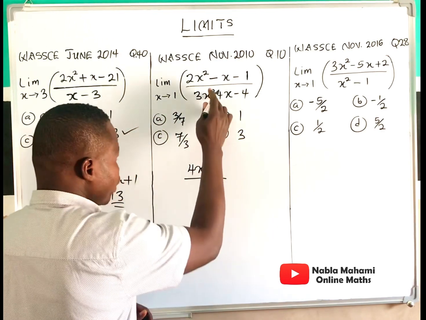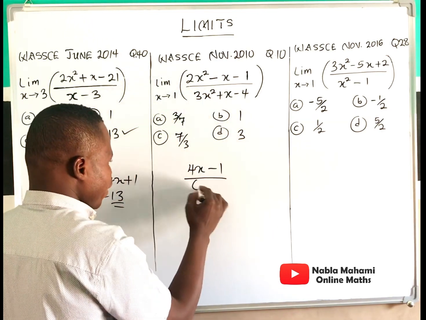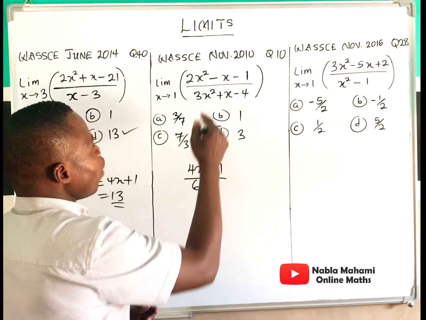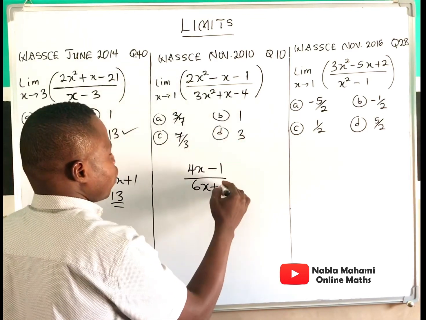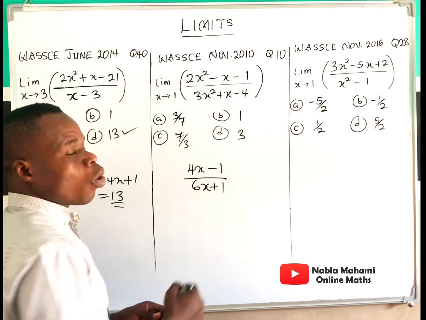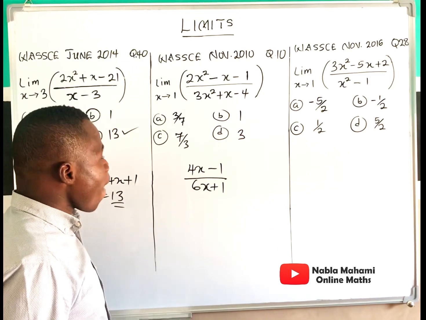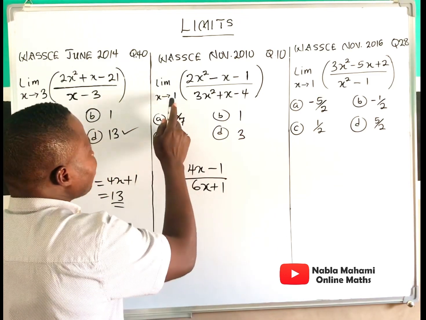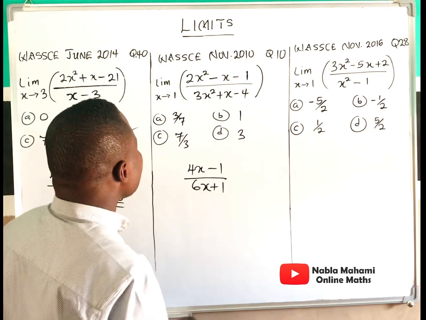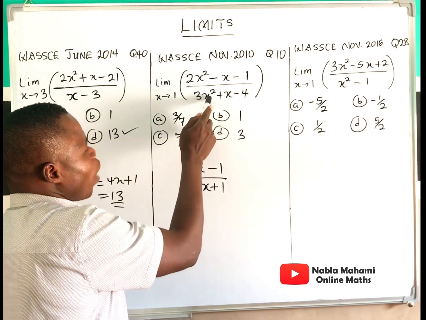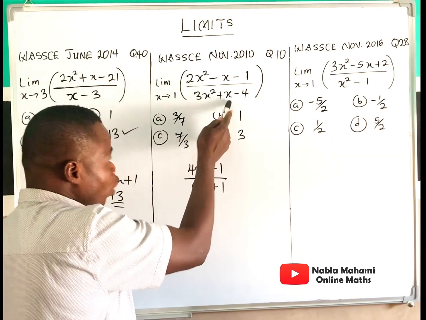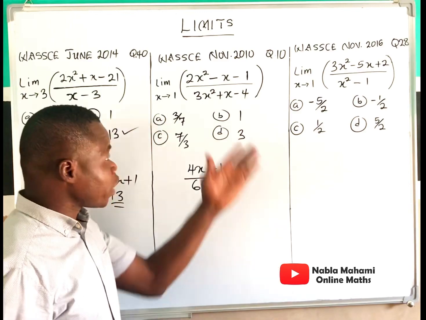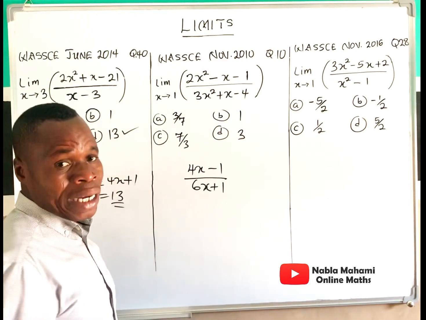So all over the differential of the denominator: 3x squared will give me 6x, plus the differential of x, which is 1, and the differential of minus 4 is 0. Now I can substitute 1. I'm doing this because if I put 1 in the original, 3 times 1 squared is 3, plus 1 is 4, and 4 minus 4 is 0, so it cannot work. That's why I have to differentiate before I do the substitution.